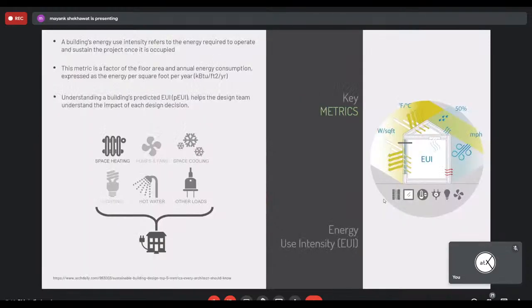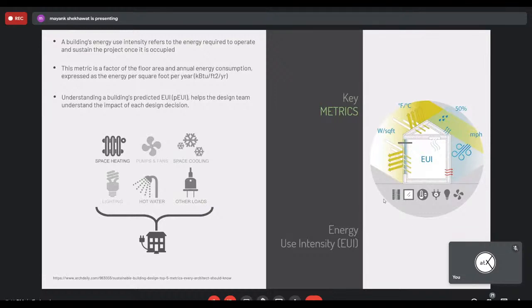Now, the first metric that I will look at is, and trust me, like all the metrics that I'm going to share, I think it's going to be 4 or 5. These are pretty much part of all energy codes around the world. This is a part of LEED. It's a part of BREEAM. And in general, it's also quite helpful when you're making early design decisions, and it can have a major impact on how your building is performing eventually.